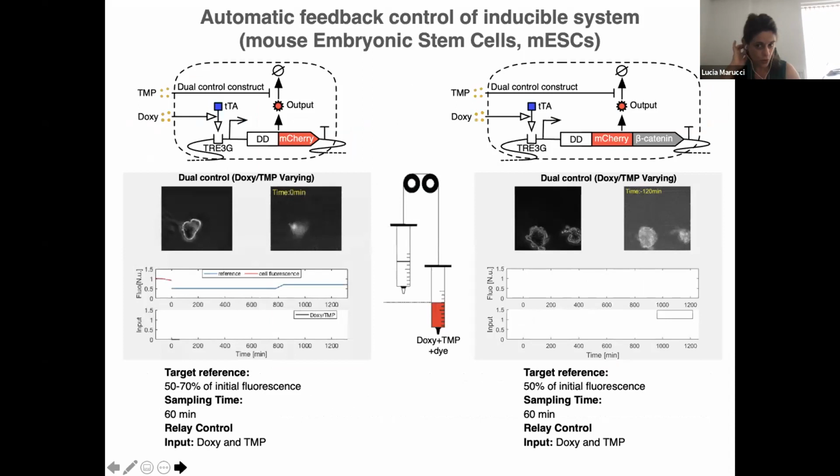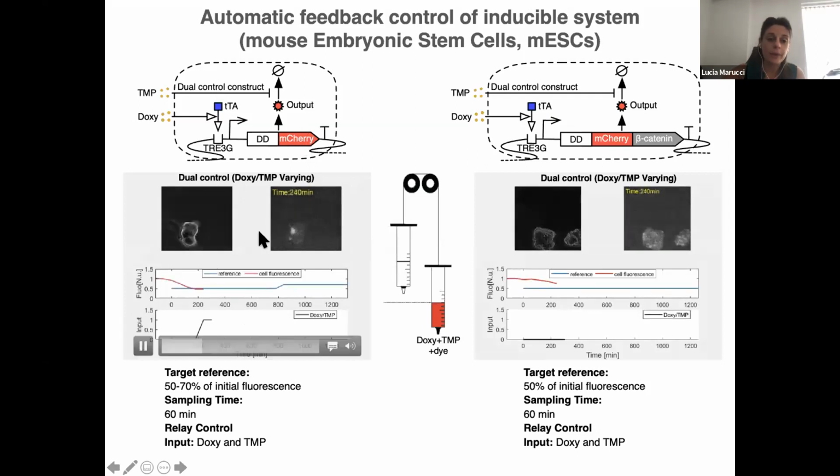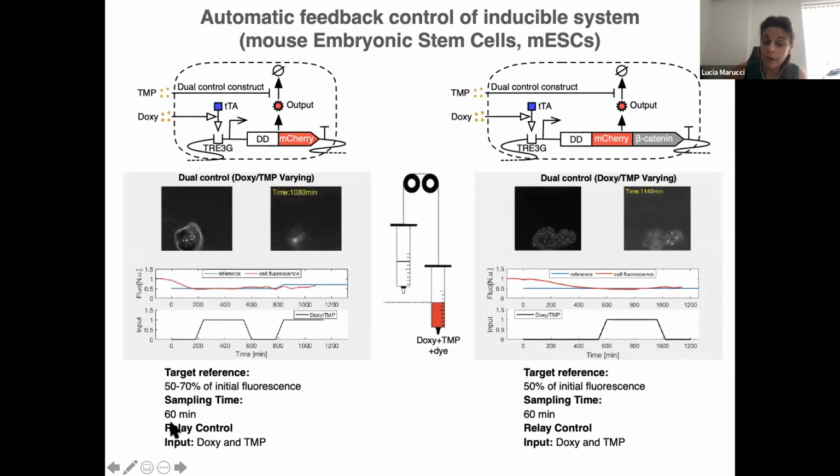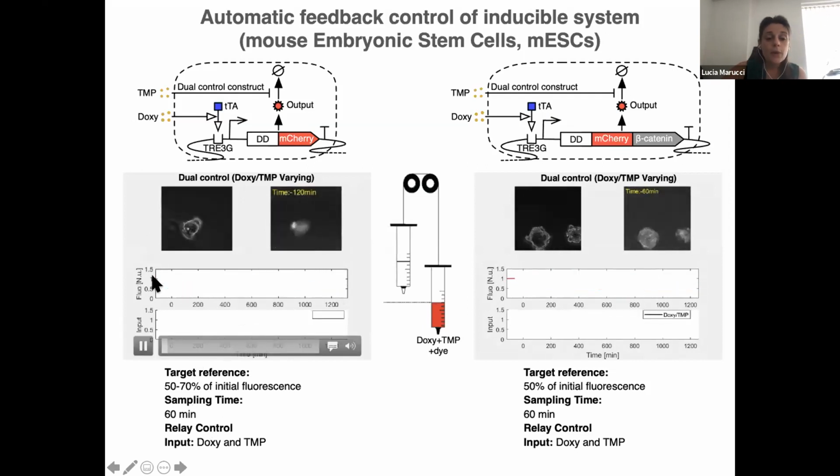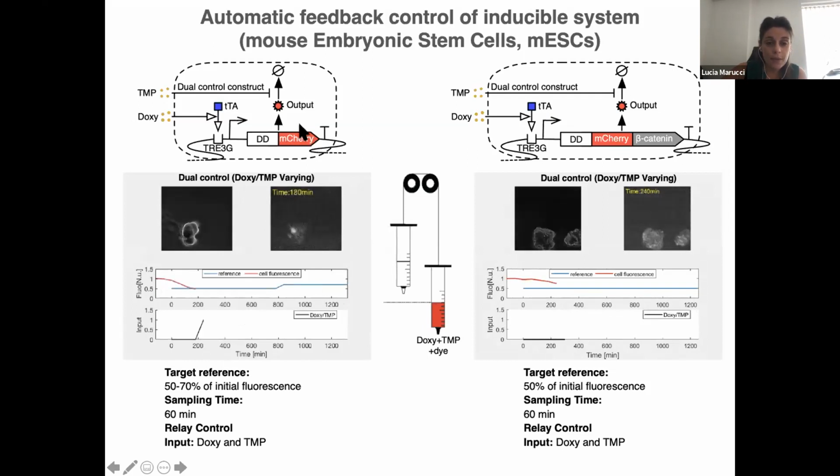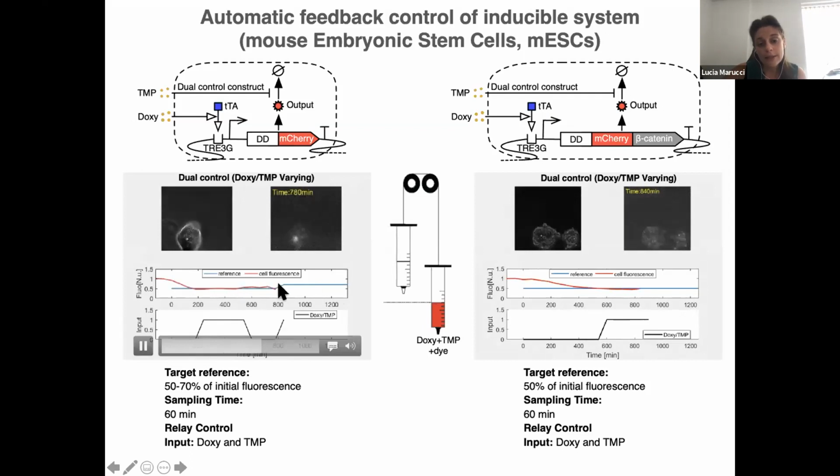I would like to show you a couple of examples of these experiments. In this case, this is again our system that allows us to control both transcription and translation, and we are trying to control an exogenous fluorescent protein, in this case an mCherry. In this plot, in blue, we have the control reference. In black, the control inputs, using here a very simple relay control strategy, which still is able to force the measured fluorescence, the red line, so the control output, to track this time-varying control reference.